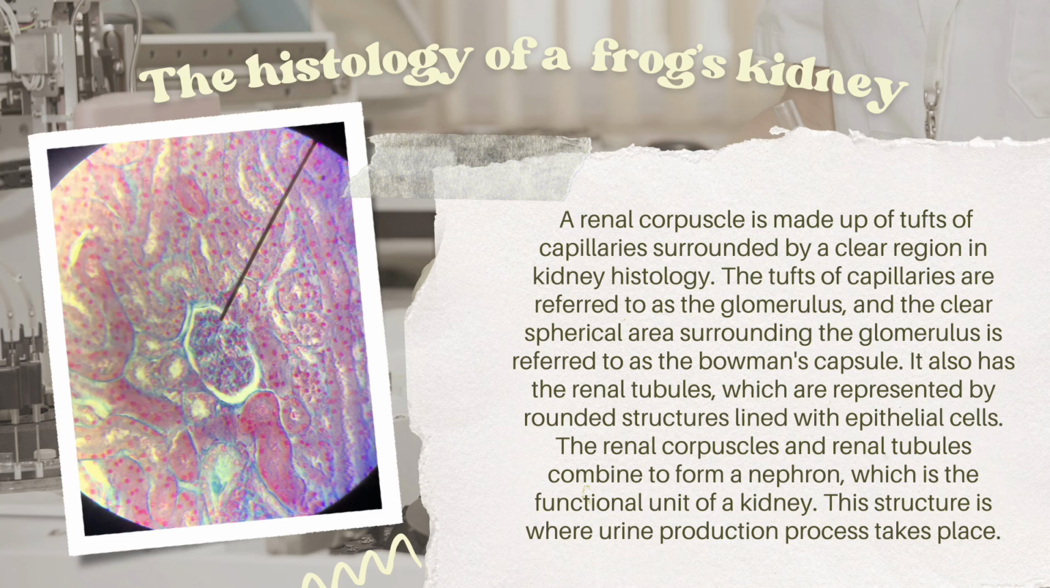It also has the renal tubules, which are represented by rounded structures lined with epithelial cells. The renal corpuscles and renal tubules combine to form a nephron, which is the functional unit of a kidney. This structure is where the urine production process takes place.